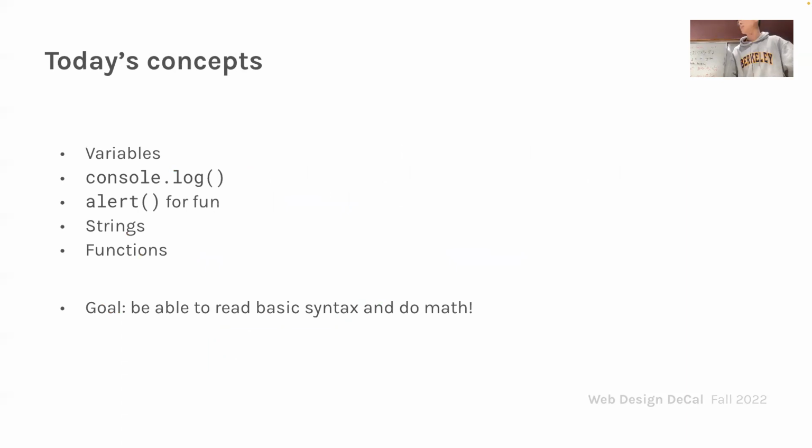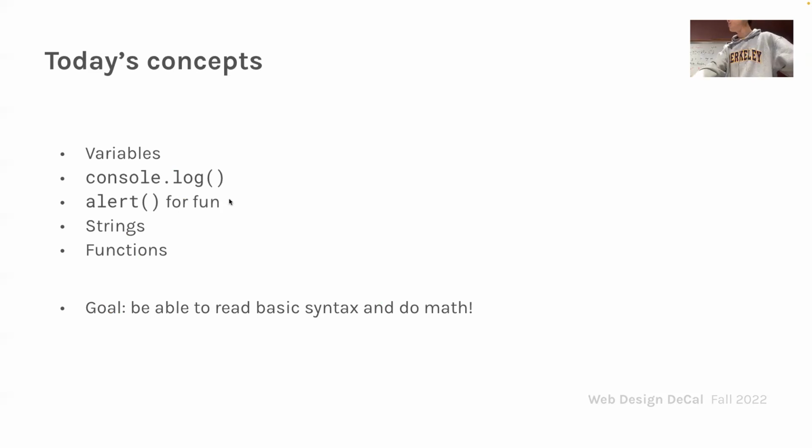Okay. So for today's concepts, we're just going to go through variables, which are very similar to how we think of variables in math. Basically, little symbols are ways of storing data. For the most part, we'll just use numbers and text. Console log and alert, don't worry about that right now. We'll see it in the slides.